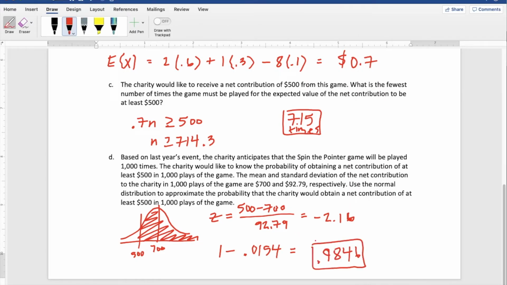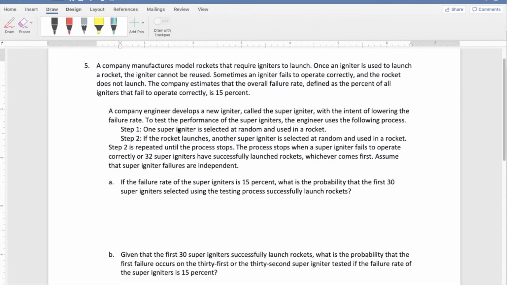So the probability that they would make at least $500 in 1,000 plays of the game is 0.9846. So it's a pretty good chance that they will get the money that they need if 1,000 plays of the game are done. So number 5 says a company manufactures model rockets.